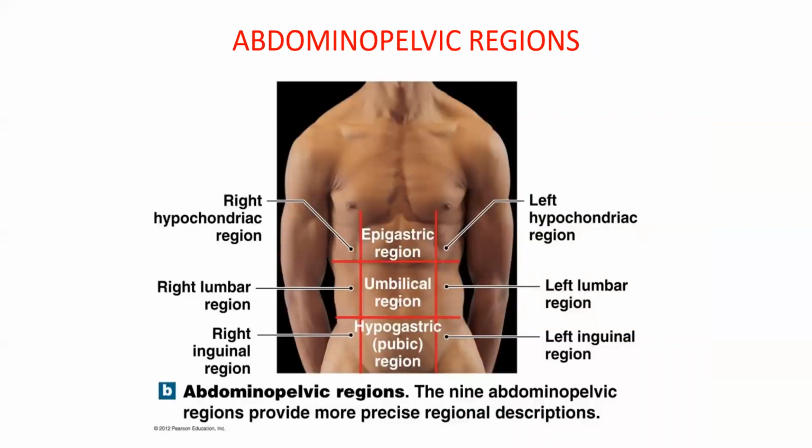Another way to determine or identify specific areas of the abdominal pelvic cavity is the region system. There are 9 regions resembling a tic-tac-toe grid. The central area is going to be situated around the umbilicus, so that's why it's appropriately named the umbilical region. Above the umbilical region is the epigastric region, and below the umbilical region is the hypogastric, also known as the pubic region.